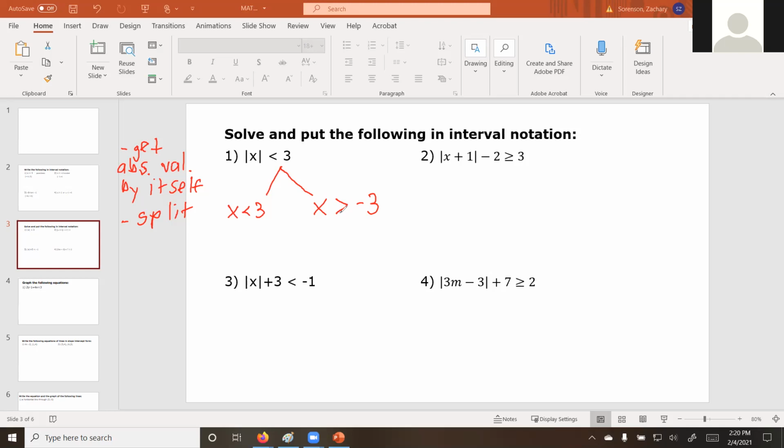And so now we have to write it in interval notation. What's up? Nothing. No. Okay. And so now we're going to write this in interval notation.